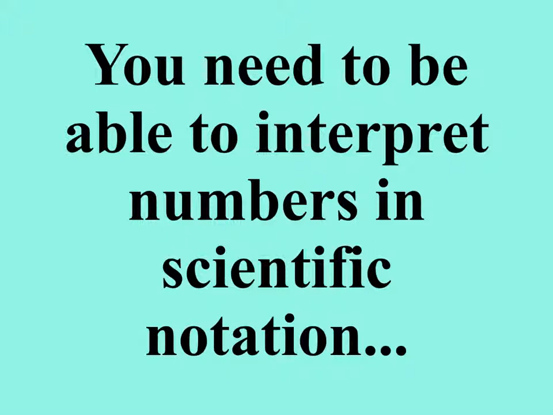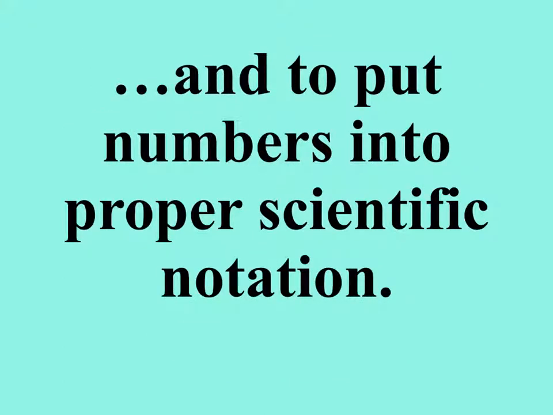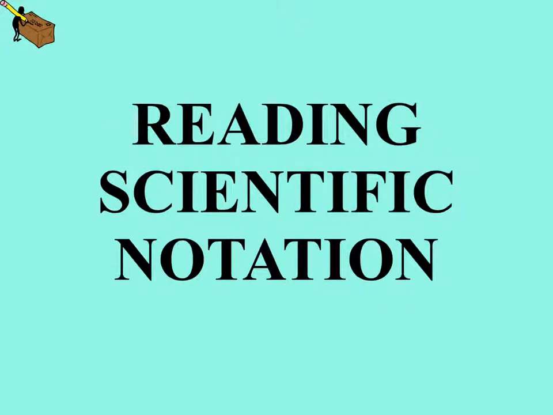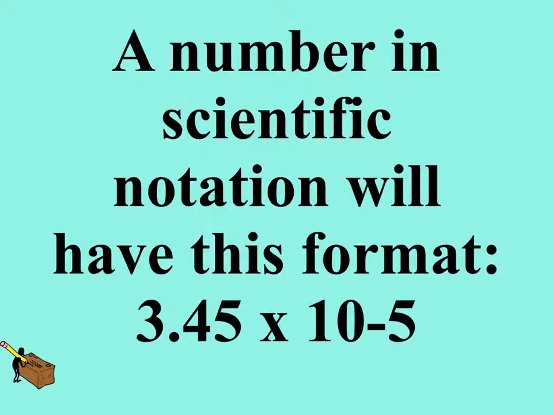As you can see here, you need to be able to interpret numbers that are already in scientific notation, and you also need to be able to put numbers into scientific notation if they're not, depending on what situation you are confronted with. So we'll start with simply reading scientific notation. The number is already in scientific notation. What does it mean? A number that's in scientific notation is going to be in this format.